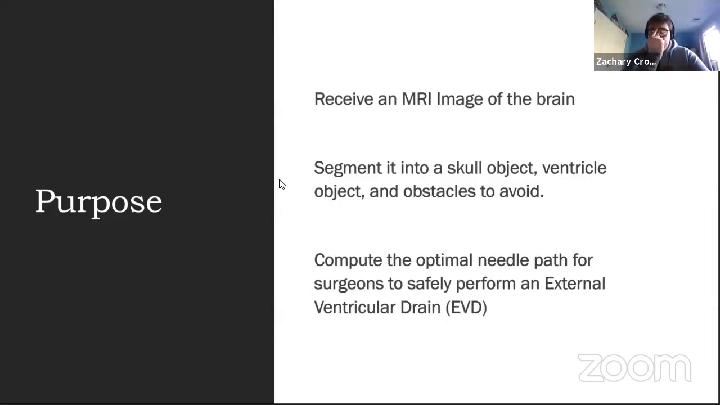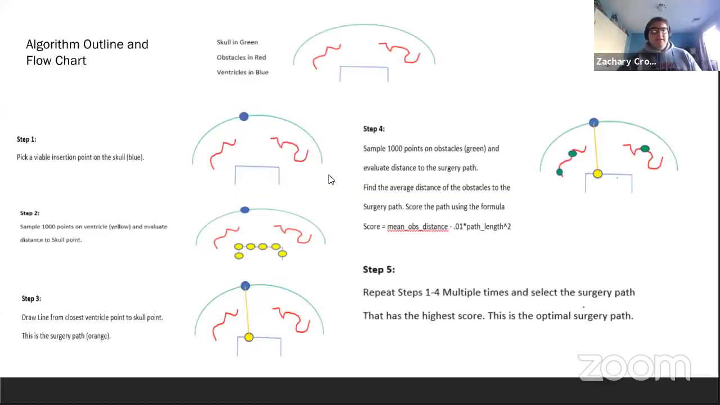Basically, we were trying to receive an MRI image of the brain and then segment that out into the skull, the ventricle, and some obstacles to avoid. Then we wanted to compute an optimal needle path for surgeons to perform an external ventricular drain, the safest path without endangering other parts of the brain for the patient. And this is a flow chart of how the algorithm works.